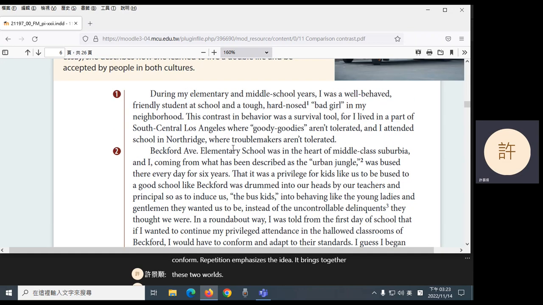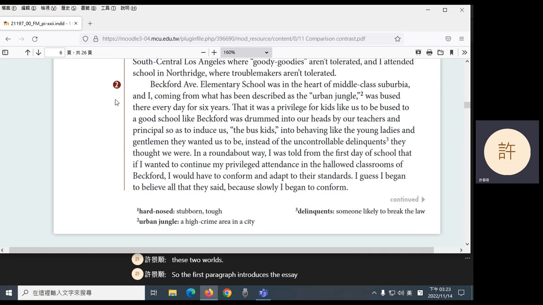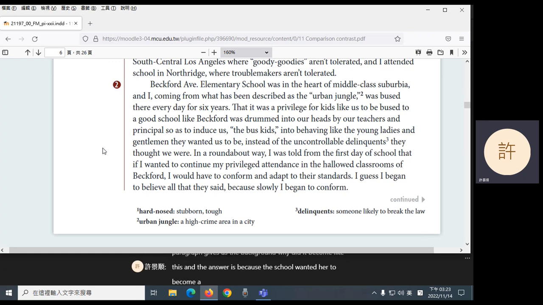So the first paragraph introduces the essay. The second paragraph gives us the background. Why did it become like this? And the answer is because the school wanted her to become a different person at school.